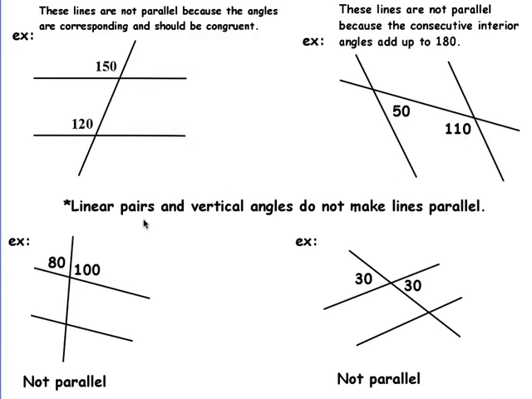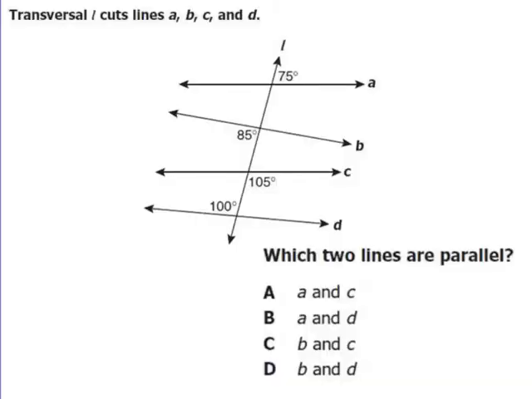Also keep in mind, things like linear pairs and vertical angles do not make the lines parallel. Those relationships happen regardless of the lines being parallel or not. So those are nothing special. They're still true, but they don't make lines parallel. Let's look at a few practice questions.